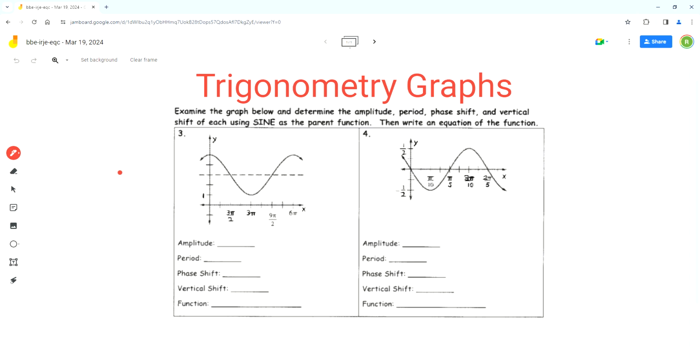So in this video, we'll solve this problem using the concepts of trigonometry graphs. As per the problem, examine the graph below and determine the amplitude, period, phase shift and vertical shift of each one using sine as the parent function. Then write an equation of the function. So let's start with the first graph.